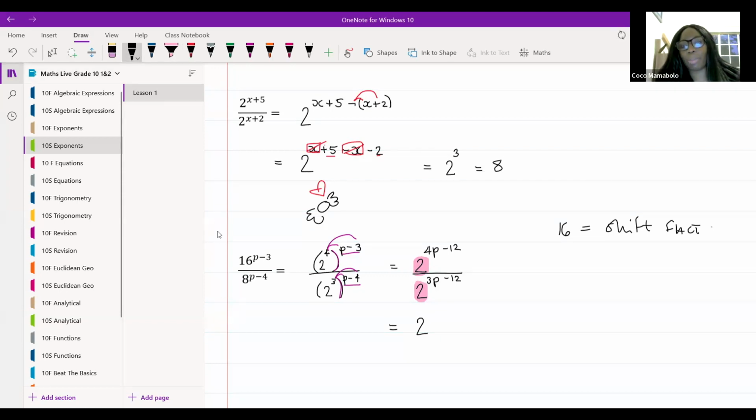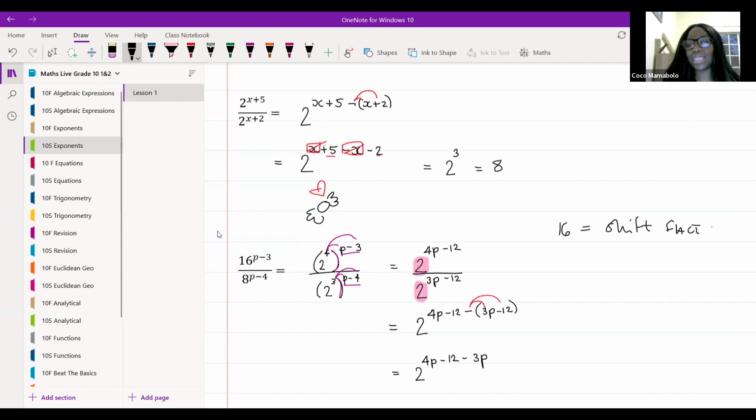All right, so now I'm going to do this. I'm going to go from the top. I'm going to go 4p minus 12 minus bracket 3p minus 12. And this is why the brackets are important, guys. I'm going to go 2 to the power of 4p minus 12. Now, if I distribute this negative in, negative times 3p, negative times negative 12. Negative times 3p will give me negative 3p, but negative times negative 12 is going to give me what?